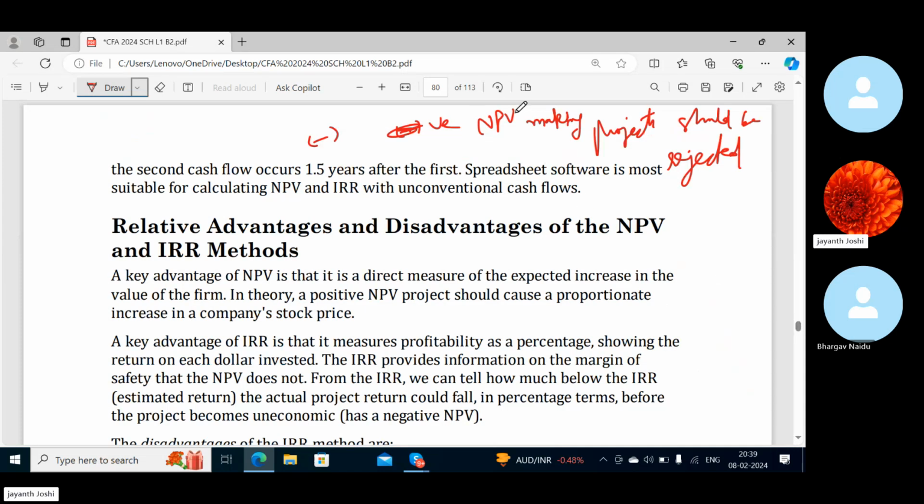So they are saying that spreadsheet software is most suitable for calculating NPV and IRR with unconventional cash flows. You don't have that spreadsheet and all. Just casually they are sharing some information and trying to enlighten you that if you want to calculate your NPV or IRR with unconventional cash flows, you have to take the help of software.